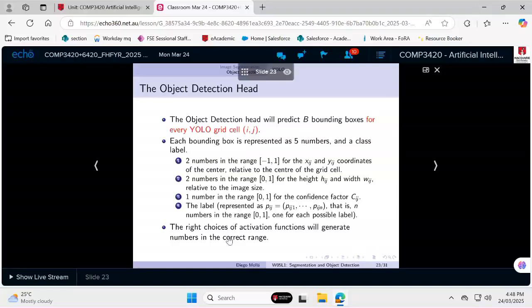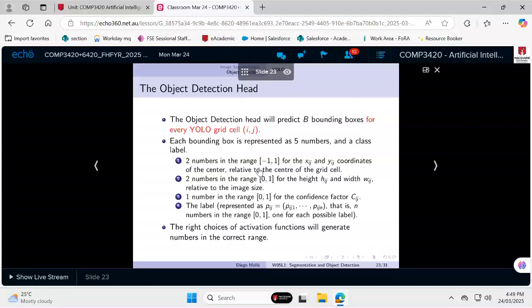Okay, so let's look more at what it really means to try to detect these numbers. For the x and y coordinates of the center, the value is relative to the center of the grid cell. That means its value is between -1 and 1. So 0, 0 means right in the center of the cell, and then -1, -1 will be, I don't know, the bottom left corner, I think.